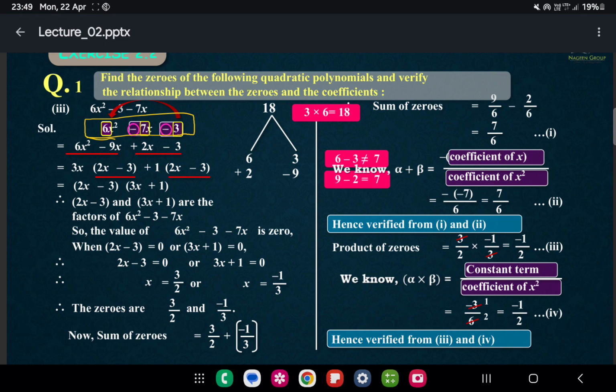Then here 6 into 3, 6 threes are 18x square. So when we split this one, we have to get minus 7. So what is the number we will get? 9 twos are 18. 9 minus 2, you will get 7. The higher value 9 should contain the minus sign. Here minus is there, so we have to get the minus sign. Then we will take it like this. Next step I will write here.